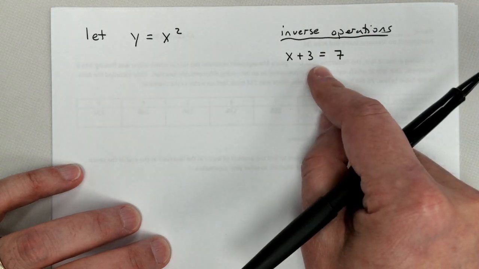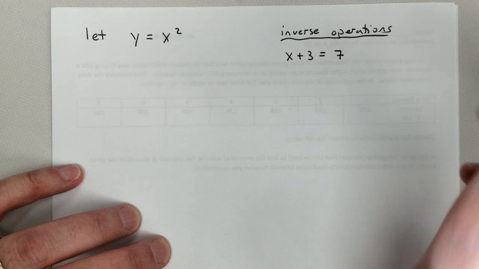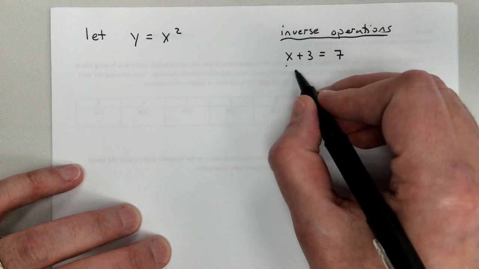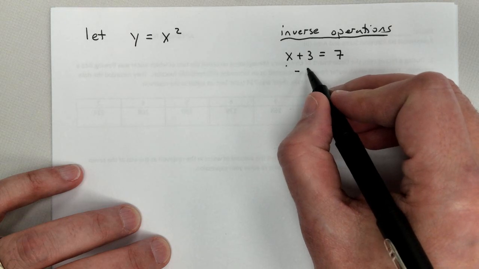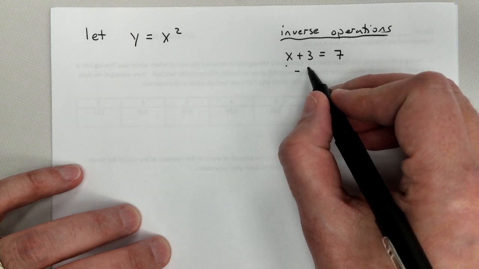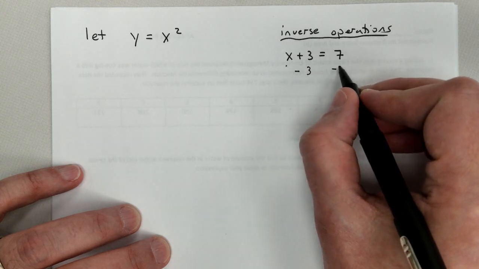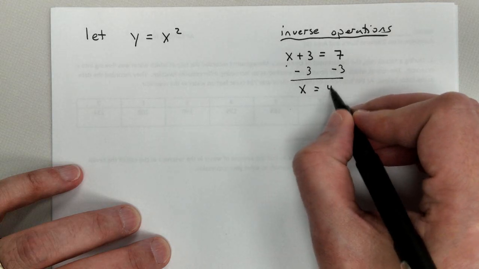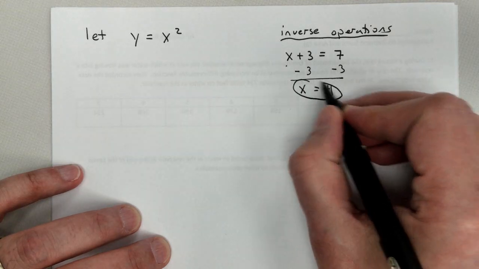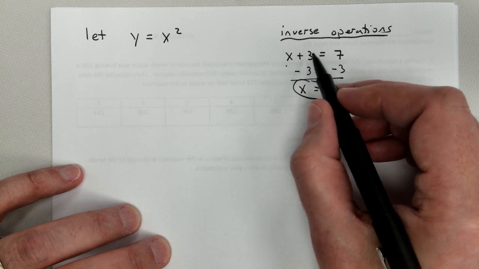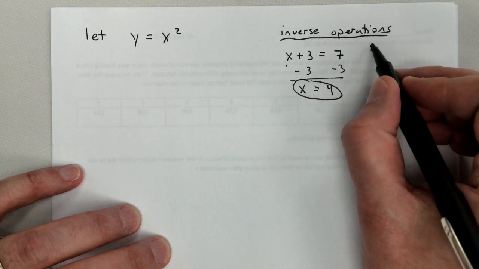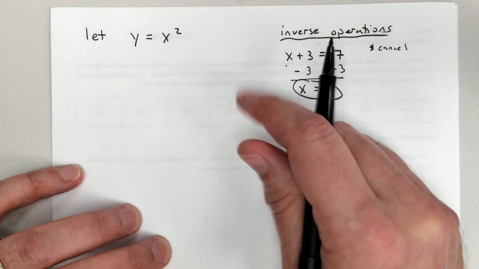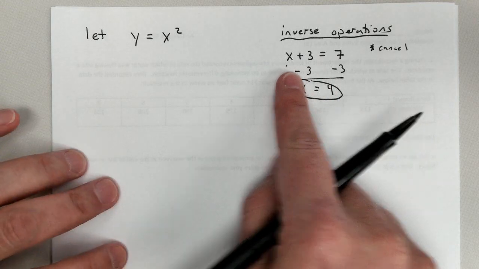Suppose we have the equation x plus 3 equals 7, and we wanted to solve for x. Well, since we're adding, we know the inverse operation of addition is anti-addition, or what we call subtraction. So we would subtract 3 from both sides, and we would get x equals 4. The reason we're allowed to do this is because addition and subtraction are inverse operations, and inverse operations cancel. They undo each other.